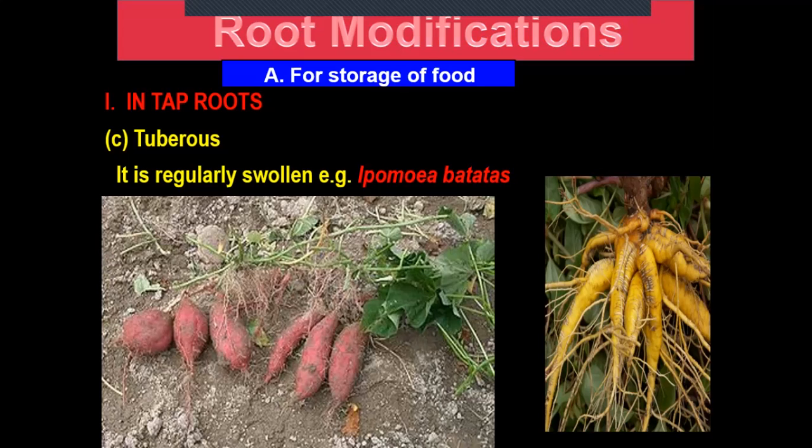Next, the adventitious root modification, storage root: tuberous root. These tuberous roots are swollen without any definite shape. Tuberous roots are produced singly, not in clusters. For example, Ipomoea batatas, sweet potato.